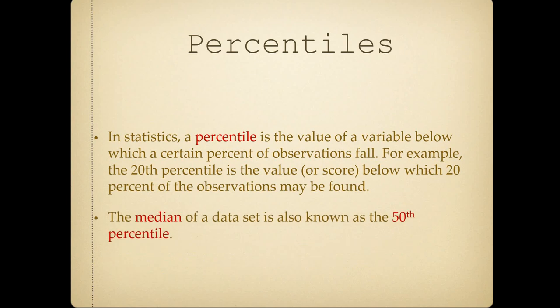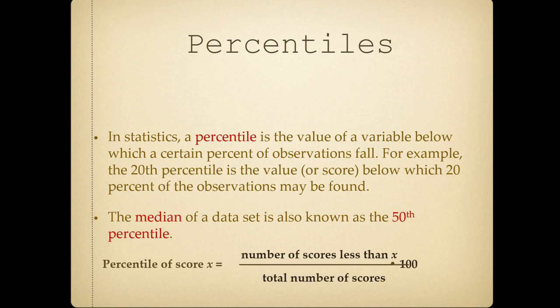So if you think about the median, that's your 50th percentile because it's in the middle. The formula is just your regular percentile formula. You're going to take whatever value you're looking at, you put your data in order, and you count how many numbers are less than the value you're interested in, divide by total number of scores, and you multiply by 100.